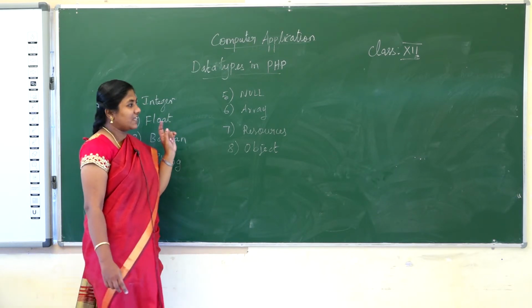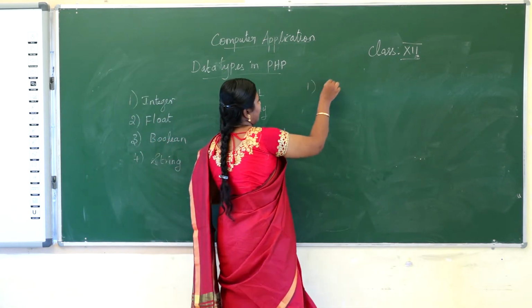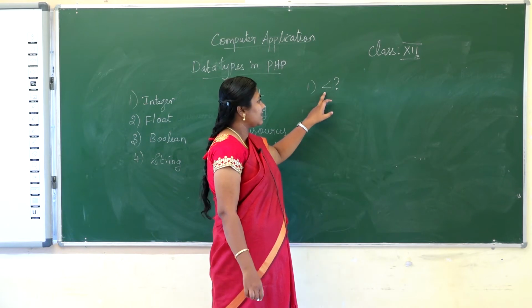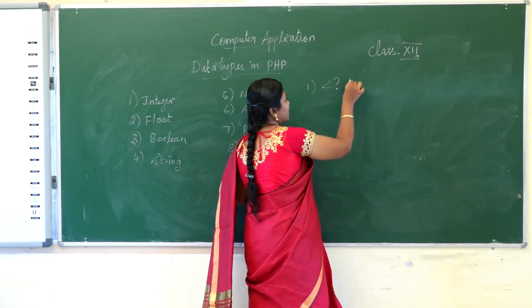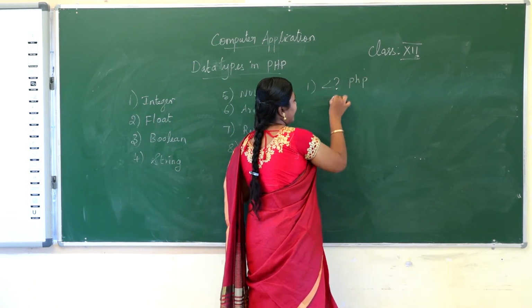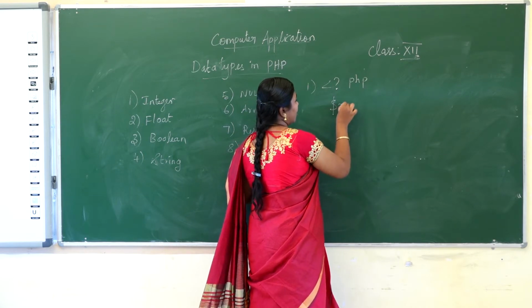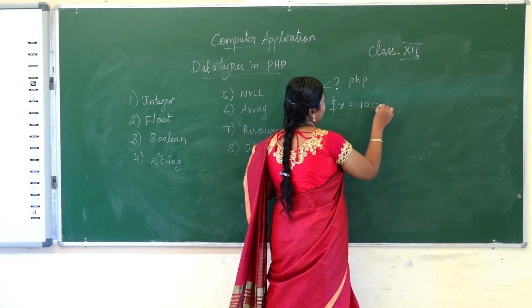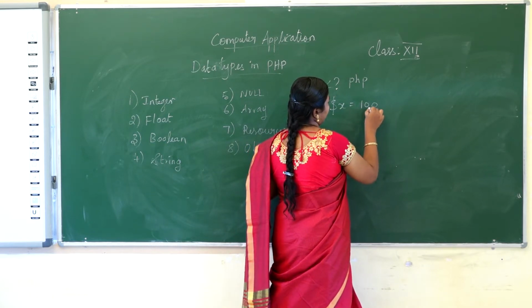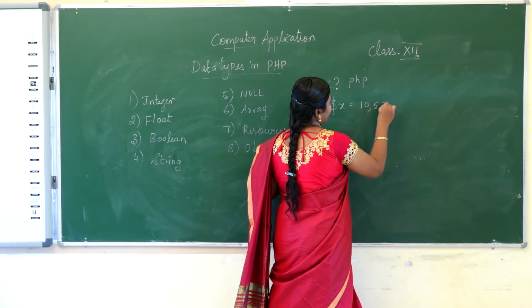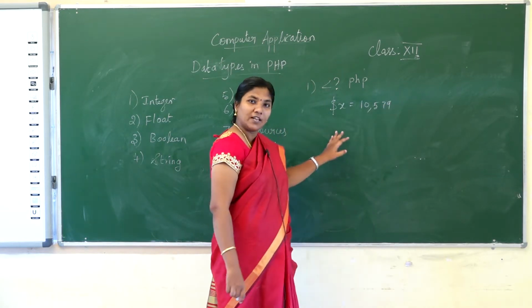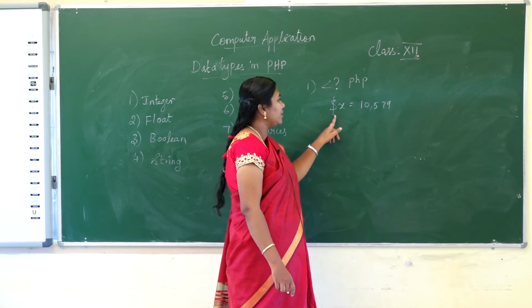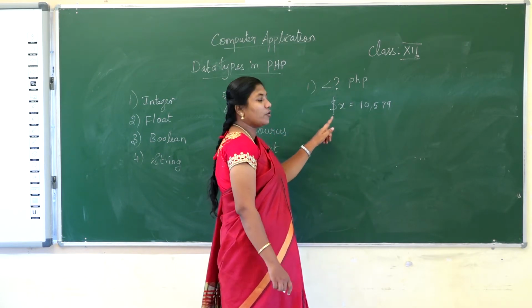If you see a program for an integer, how should the PHP coding start? Less than symbol, question mark, and then php. The variable must start with the dollar symbol. $x is equal to 10,579. So this is a whole number, which I have given in the variable $x. Now I am going to print this.